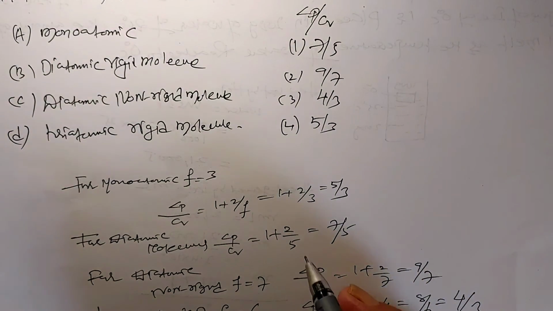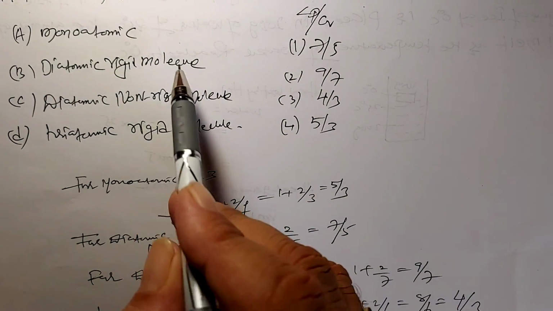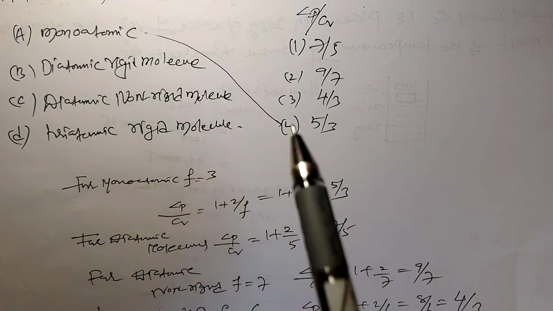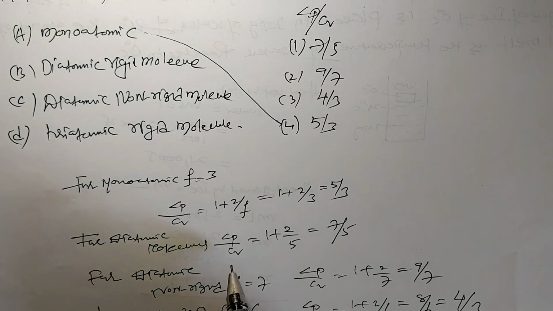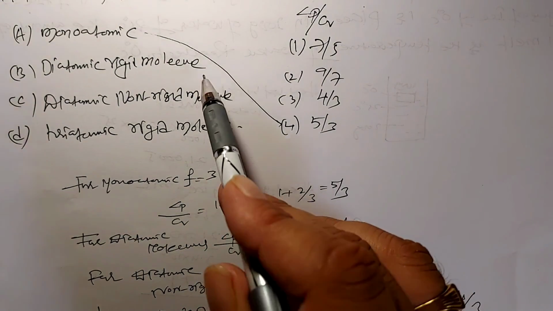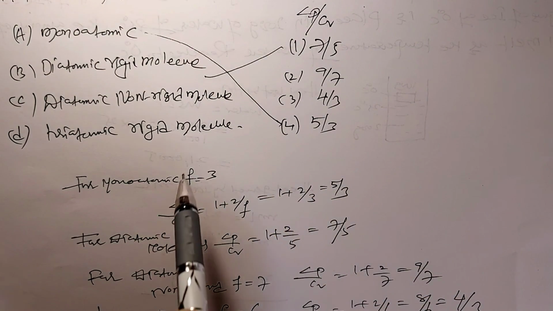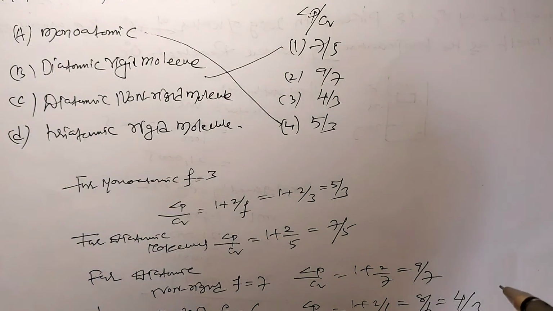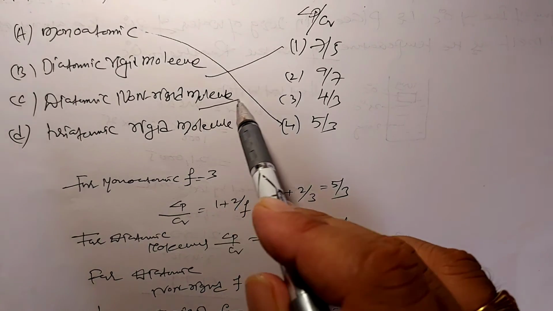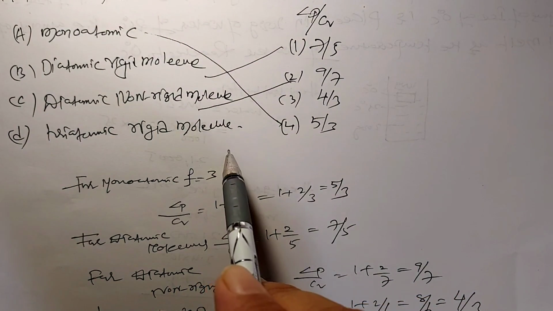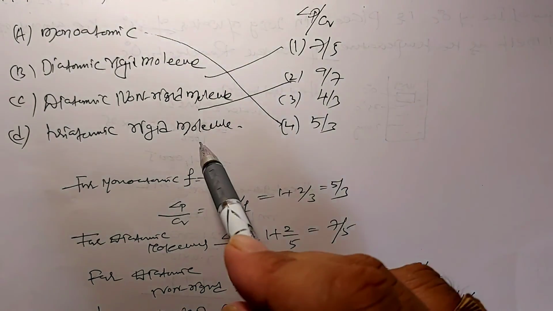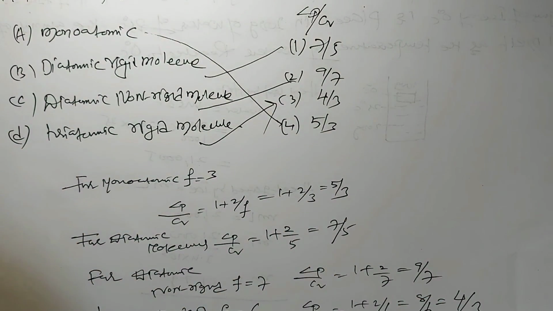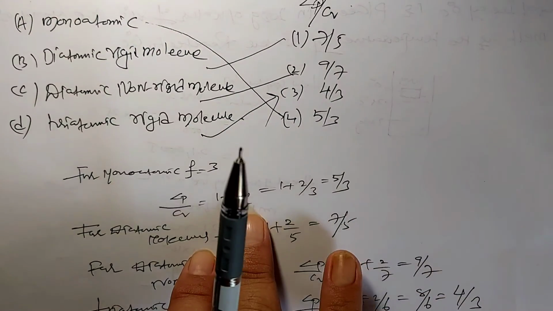Monoatomic, what answer do we get? 5 by 3, so A matches 4. For a diatomic molecule, we get 7 by 5. For a diatomic non-rigid molecule, we get 9 by 7. For the triatomic rigid molecule, we get 4 by 3. This is the answer.